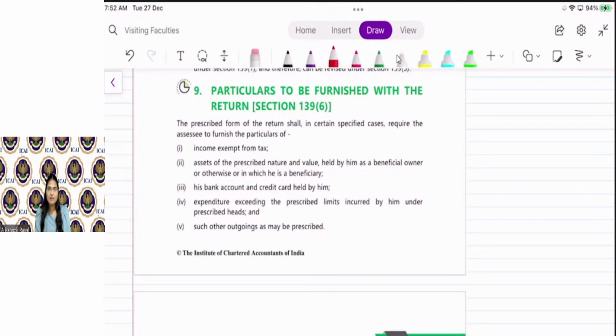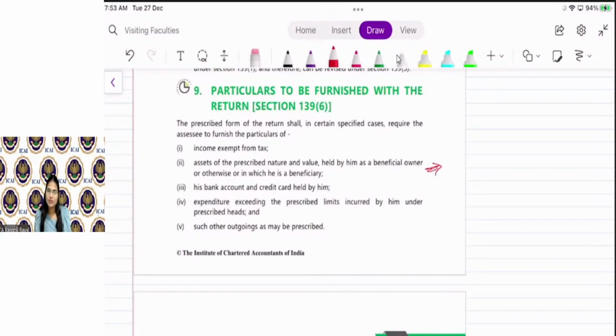Assets of the prescribed nature and value held by him as beneficial owner or otherwise, or in which he is a beneficiary. In this case, I am giving you an example. If your taxable income, net income, is more than 50 lakh rupees, then you have to give all the details of your assets and liabilities to the government.